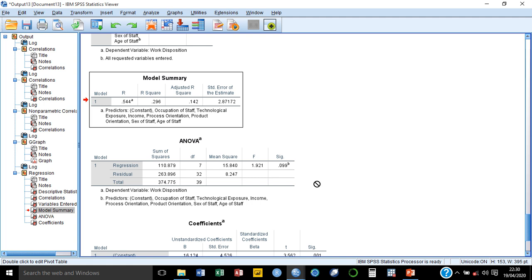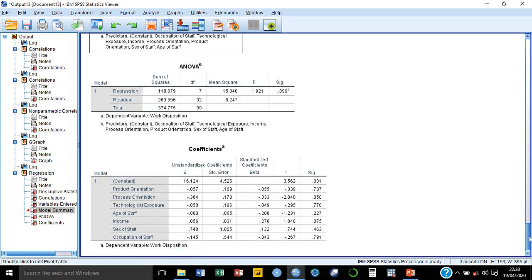Yeah, okay. So here the ANOVA is 0.099, which is greater than 0.05. So you can say that the general effect of all these independent variables is not significant on work disposition. Like all of this put together does not have a significant effect on work disposition. So let's check them one after the other.